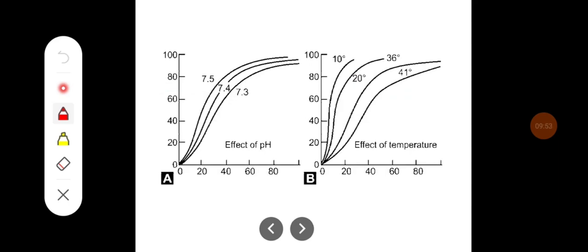So this diagram shows the shifting of the oxygen dissociation curve with a decrease in the pH and increase in the pH. Decreasing the pH shifts the curve to the right side, and increasing the pH shifts the curve to the left side. Similarly, increasing the temperature shifts the oxygen dissociation curve to the right side, and a decrease in the temperature shifts the oxygen dissociation curve to the left side.